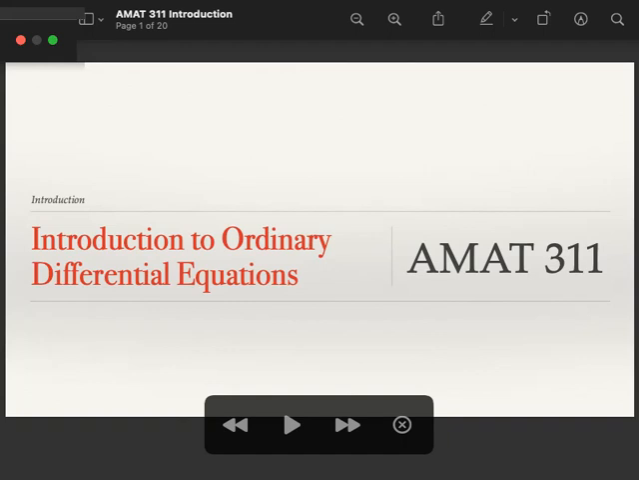We can also schedule more office hours by appointment if you cannot make it to these 3 office hours that are announced up there. Also by email, please email me if you want to schedule other office hours.